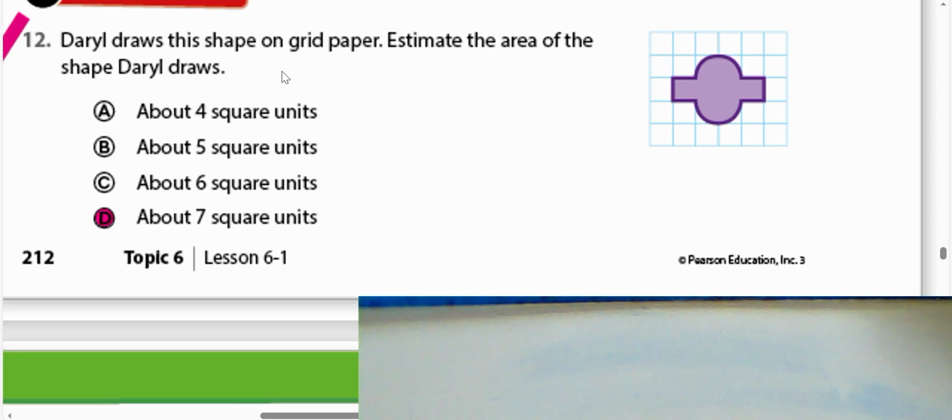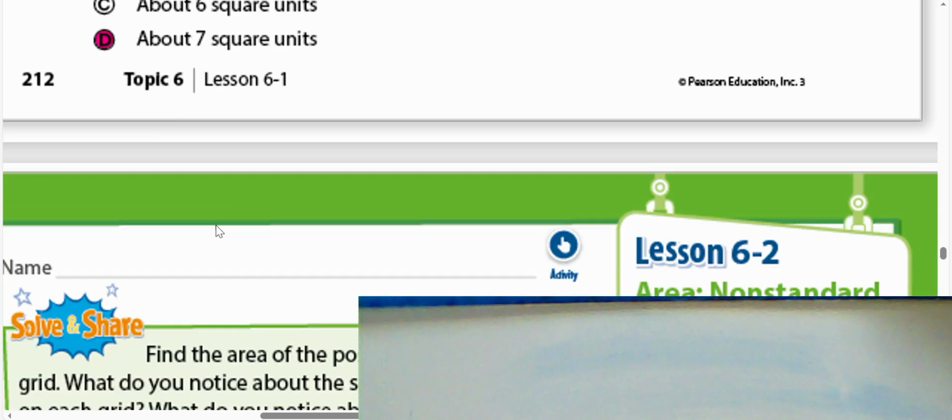Darley draws the shape on a grid. Estimate the area and give the answer. We can estimate the area. Count the units in pink: 1, 2, 3, 4, 5, 6, 7, 8. Count again: 1, 2, 3, 4, 5, 6, 7. It's nearest to 7 because this part is not completed. It's completed, not completed, not completed. Okay, it's about 7 for the area.